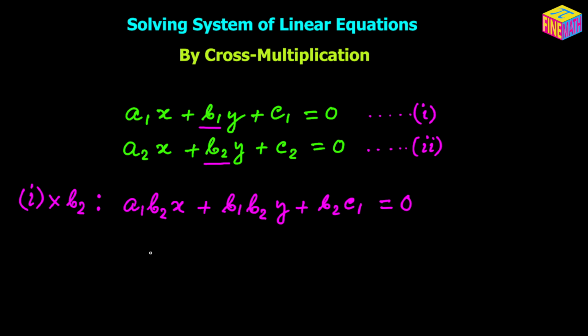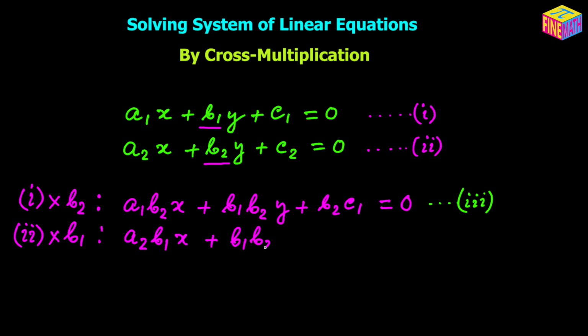Let's call this our new equation number 3. Then we are going to multiply the original equation 2, the second equation, by b sub 1. So our first term will be a sub 2 b sub 1 times x plus b sub 1 b sub 2 times y plus b sub 1 times c sub 2 is equal to 0 times b sub 1, that is 0. Let's say this is our new equation number 4.